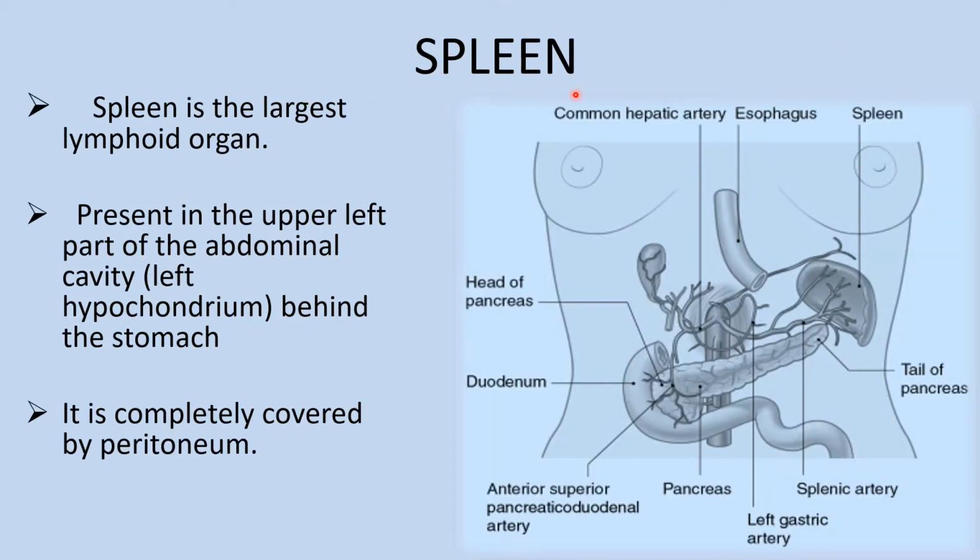The spleen is the largest lymphoid organ, present in the upper part of the abdominal cavity, that is the left hypochondrium, which is behind the stomach. It is completely covered by the peritoneum.